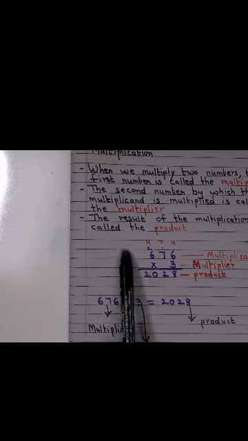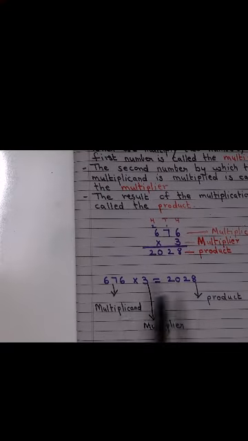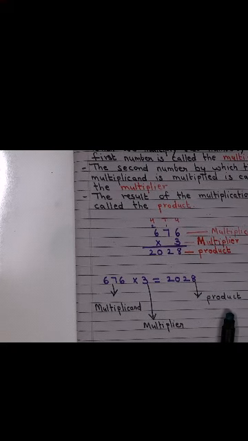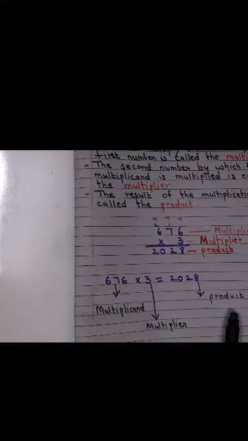Clear? Now children, this is in the vertical form. It could even be in a horizontal form. Multiplicand, multiplier and the product. Okay?